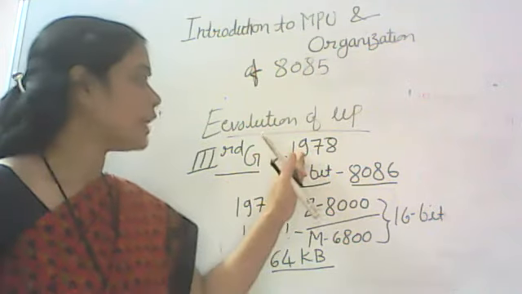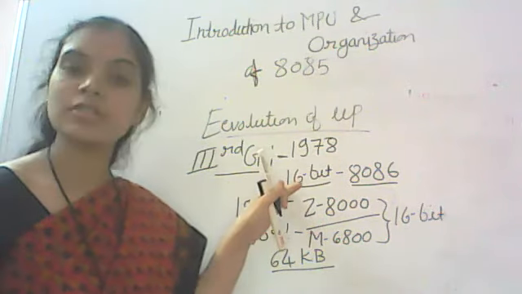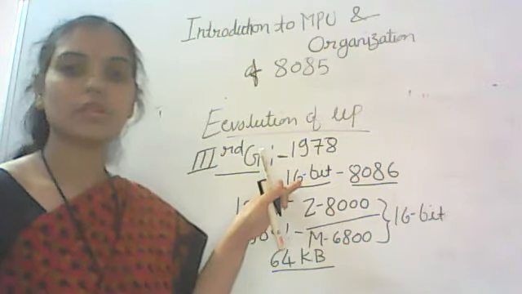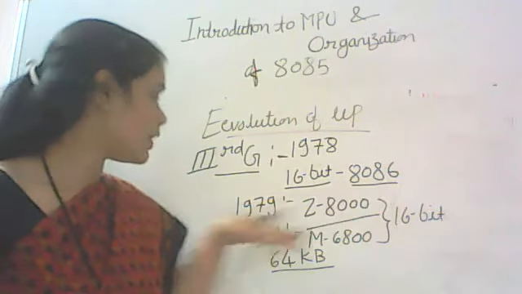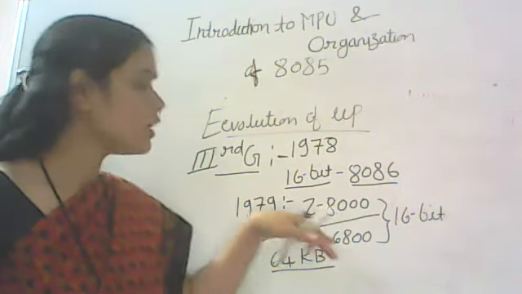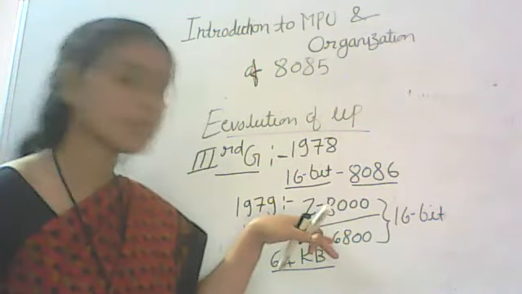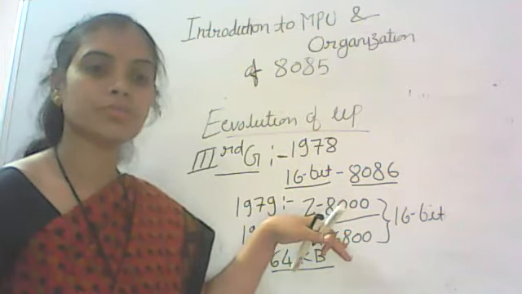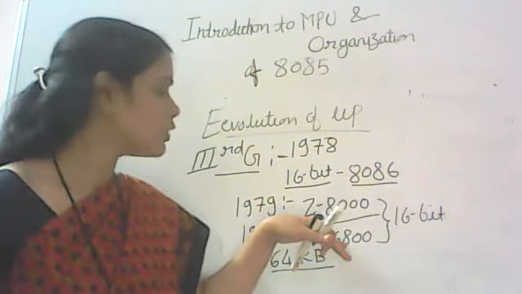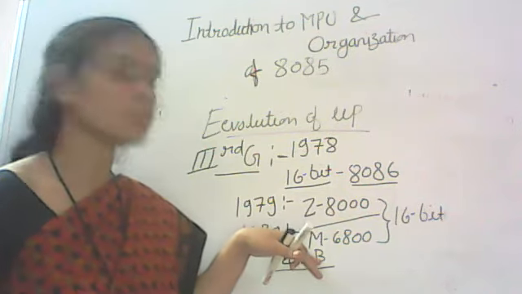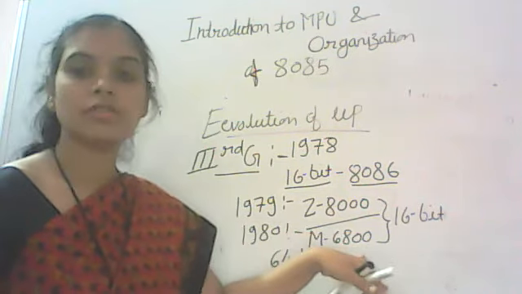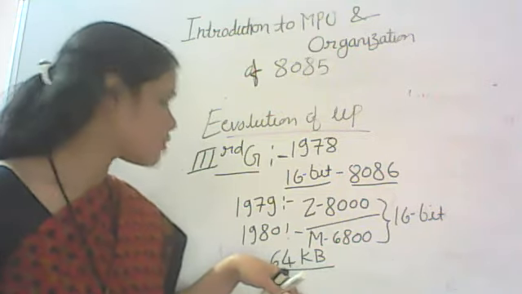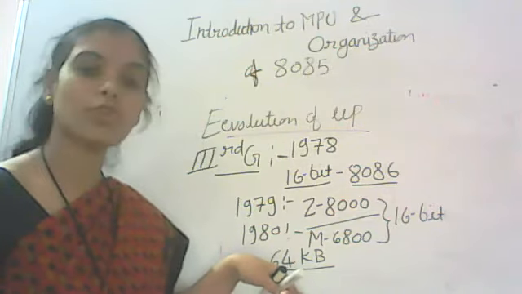Started from 1978, the first 16-bit microprocessor was introduced here. It is the 8086. Then in 1979, Zilog introduced another 16-bit microprocessor, the Z8000. Motorola also introduced another microprocessor. And in this generation, microprocessor memory space was 64 KB.